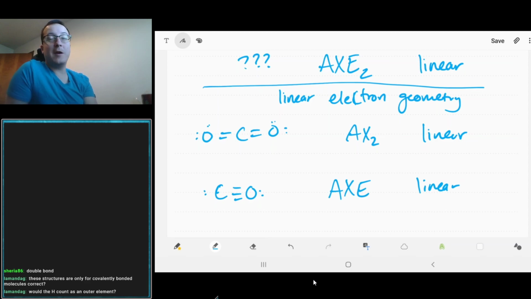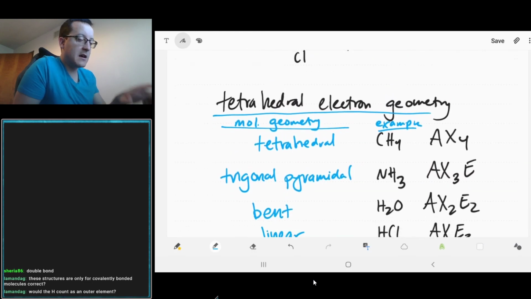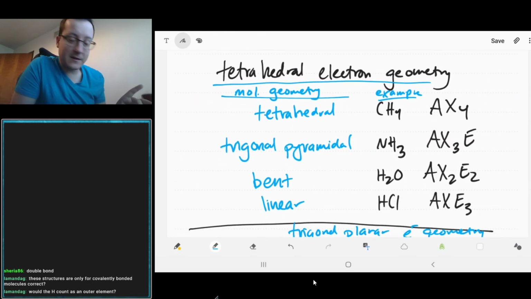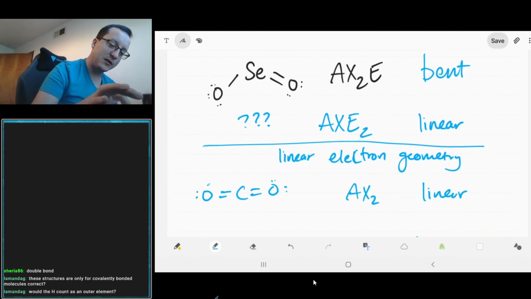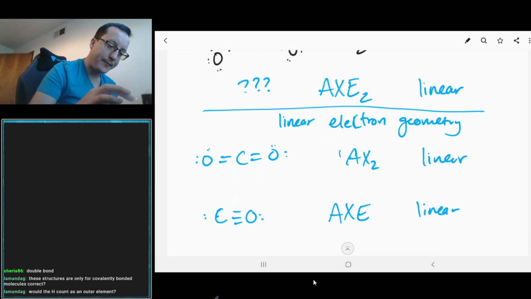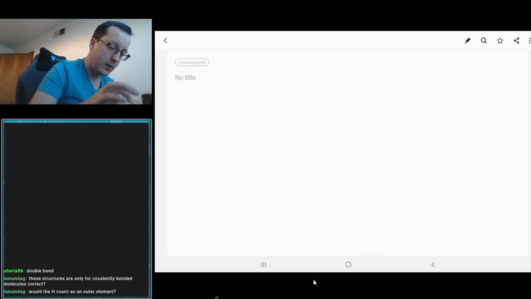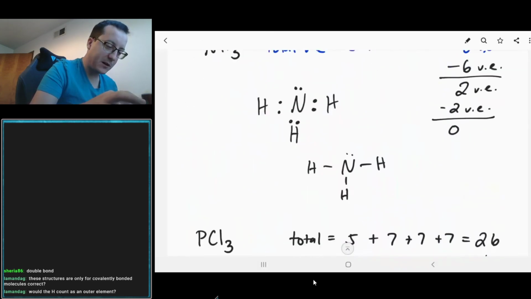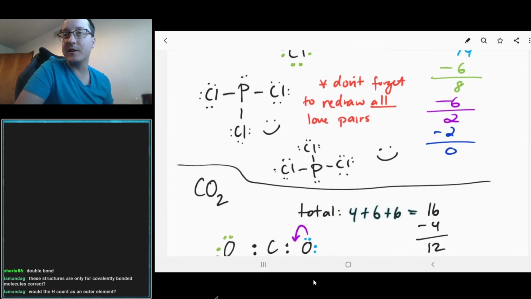So what may be a good idea to practice, for tomorrow we're going to start by doing some practice problems on how to apply this giant table that I've done for you guys. We're going to learn how to apply this. If you want to look at the Lewis structures we did yesterday, you can try and apply these rules to those.